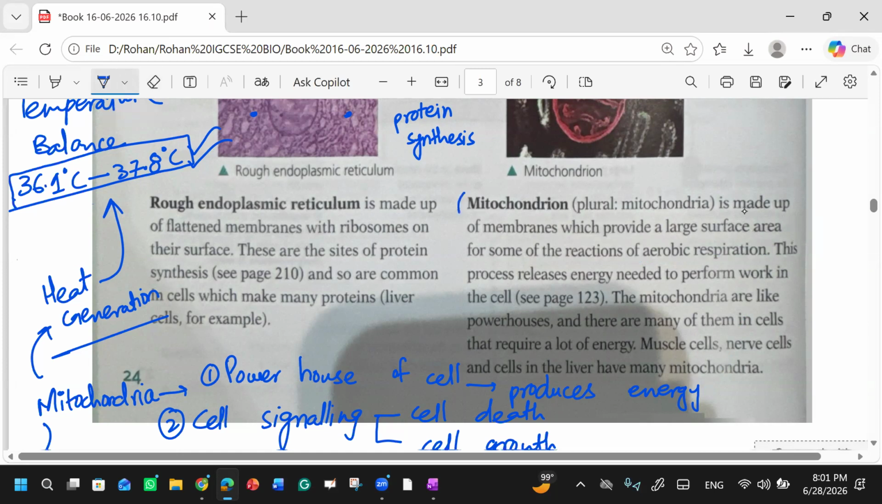From the book: mitochondria is made up of membranes which provide a large surface area for some of the reactions of the aerobic respiration. This process releases energy needed to perform work in the cell. The mitochondria are like the powerhouses, and there are many of them in cells that require a lot of energy. Muscle cells, nerve cells, and cells in the liver.